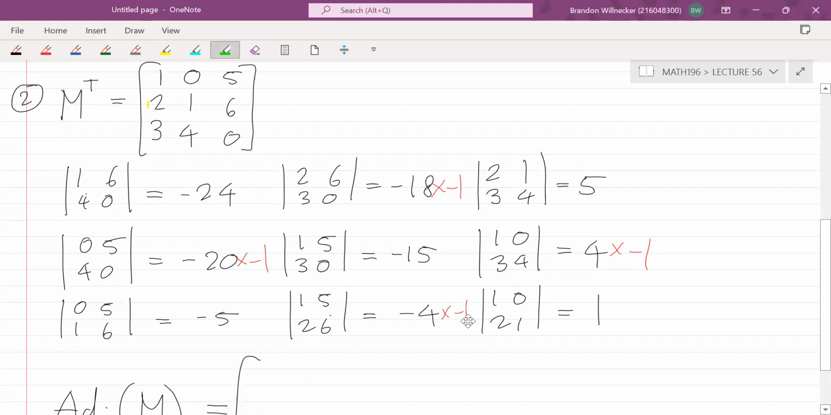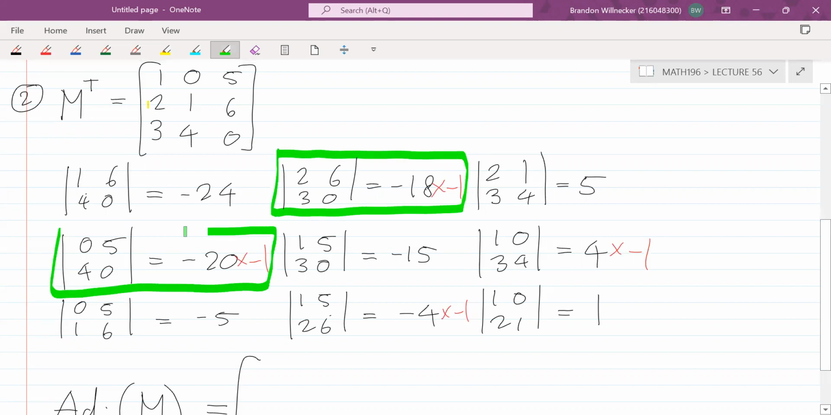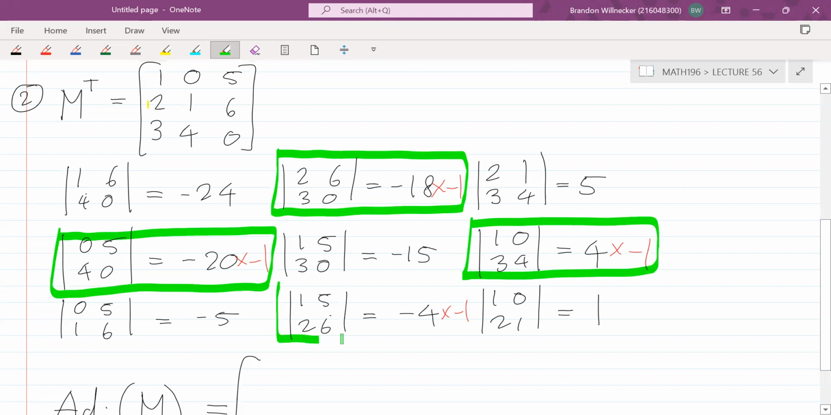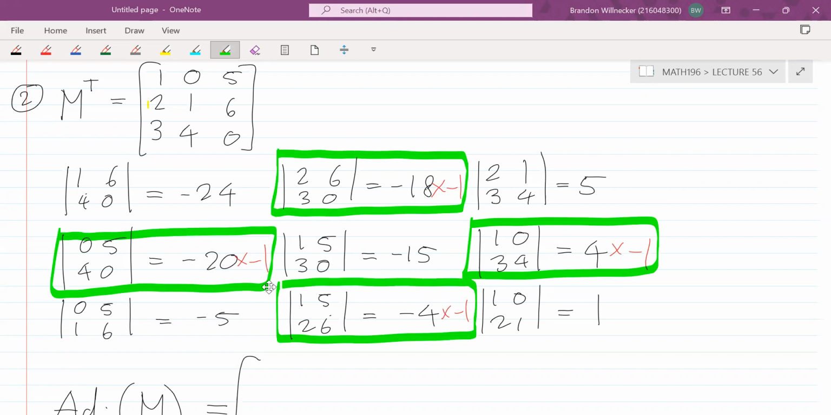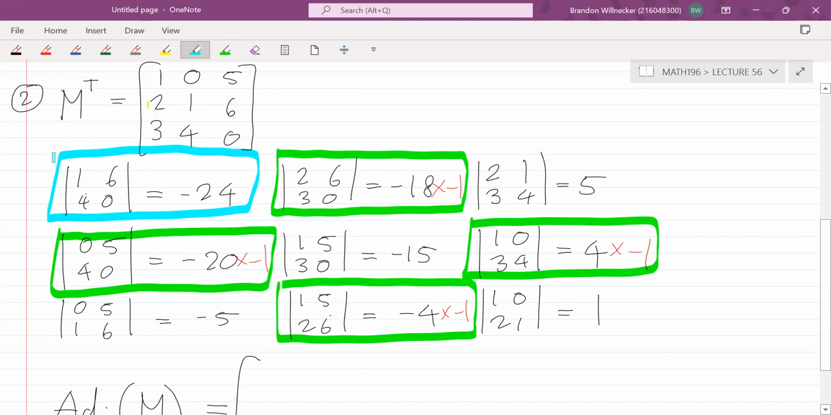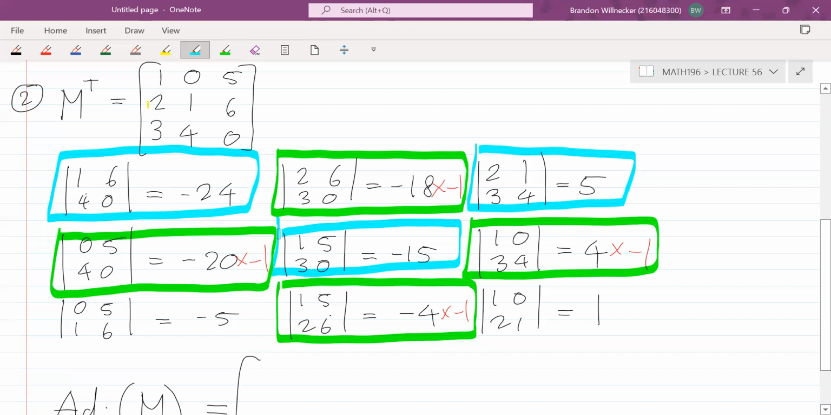So you see it forms this kind of pattern, where these entries in green, you multiply by minus 1, and the other ones you leave alone. The ones in blue, you don't touch. The ones in green, you multiply by minus 1.